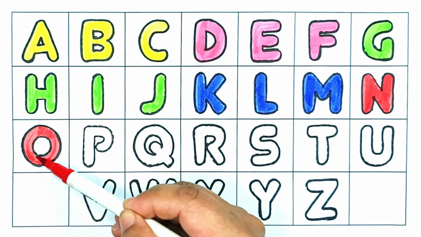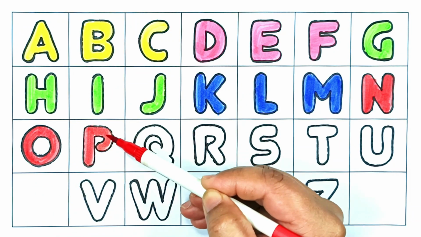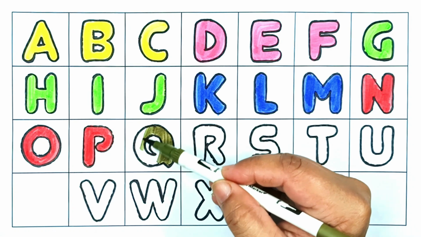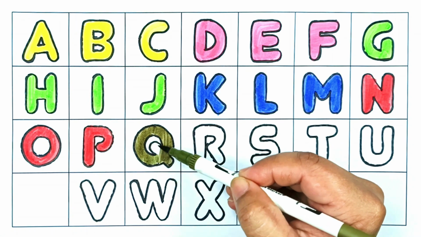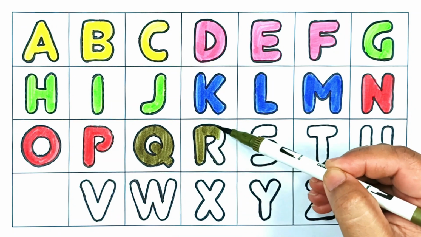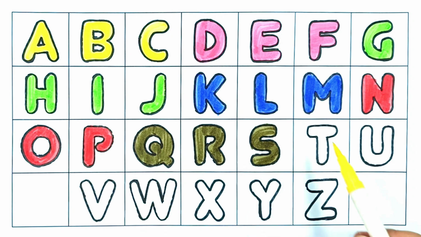O for onion. O for onion. P for pen. P for pen. Q for queen. Q for queen. R for ring. R for ring. S for star. S for star. T for train. T for train. U for umbrella. U for umbrella. V for van. V for van.